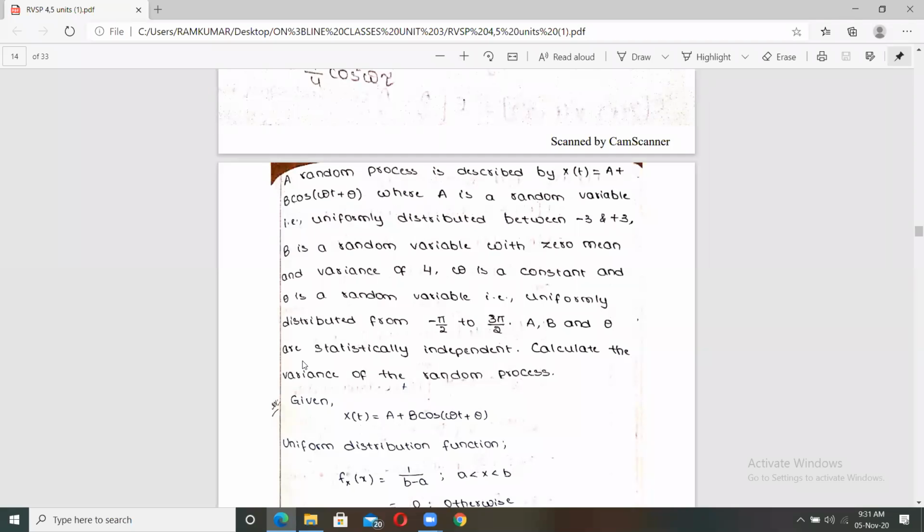Next problem. A random process is described by x of t equal to A plus B cos omega t plus theta. This is a different type of problem.